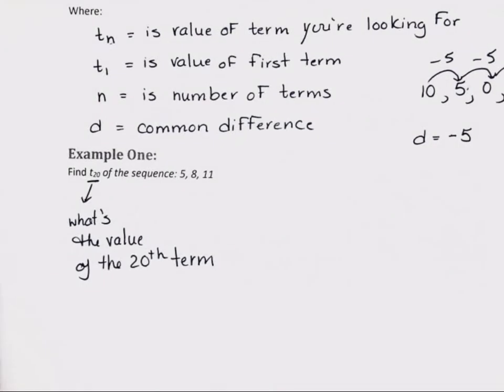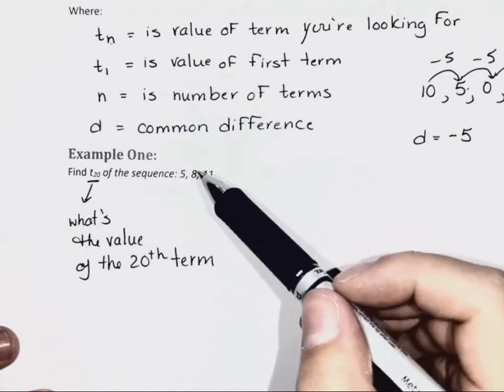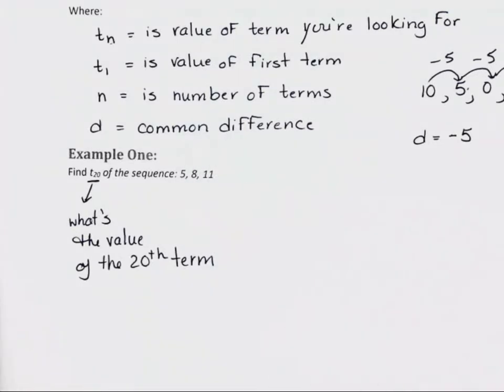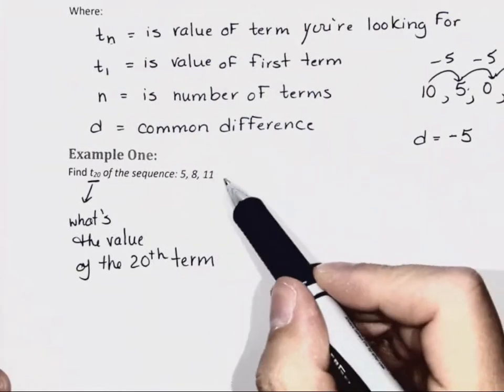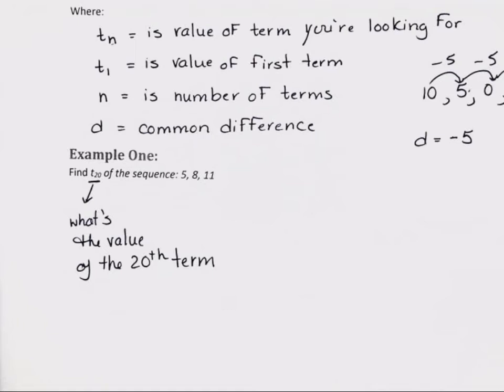Now, you could actually go and start working it out. So first thing I do is 5 to 8, I'm gonna add 3, 8 to 11 is +3. So I know I'm adding 3. So I could keep going and adding 3 until I get to the 20th term. You can totally do that, but it's not efficient. And as mathematicians, we try to do things efficiently.